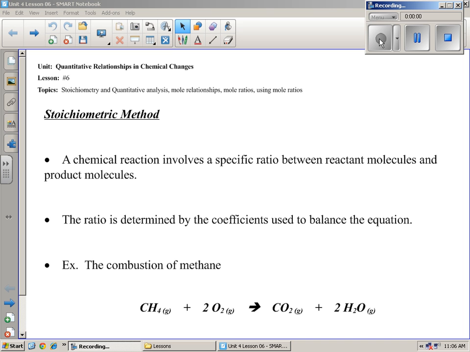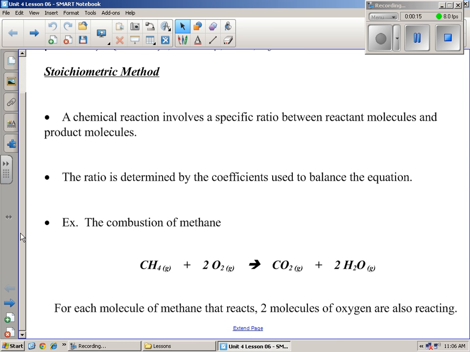Talk about what we call stoichiometry. Stoichiometry is basically the study of quantity, the numerical relationship between reactants and products, etc. A chemical reaction involves a specific ratio between the reactant molecules and the product molecules. We know that. That's the balanced chemical equation, the law of conservation of mass, all that stuff.